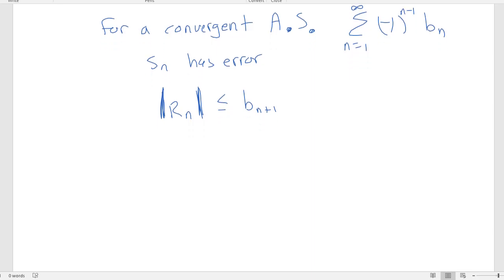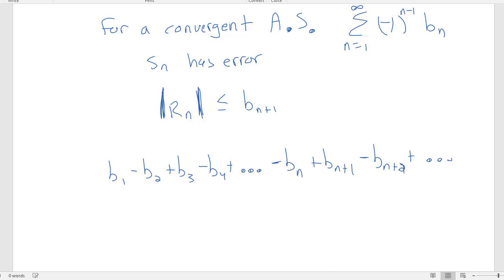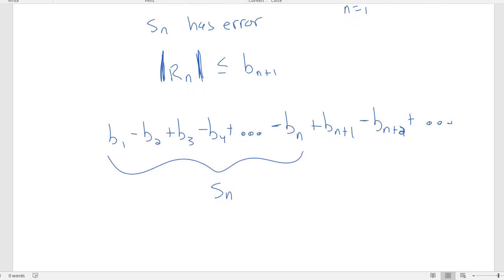So if we write out the terms of the series, say I have b1 minus b2 plus b3, minus b4 plus dot, dot, dot. Let's say we come to the nth term, and then we have all of the remaining terms, so on and so forth. Now, if we're summing up the first n terms, here's my S sub n. And all of the rest of this is the error. This is my R sub n.